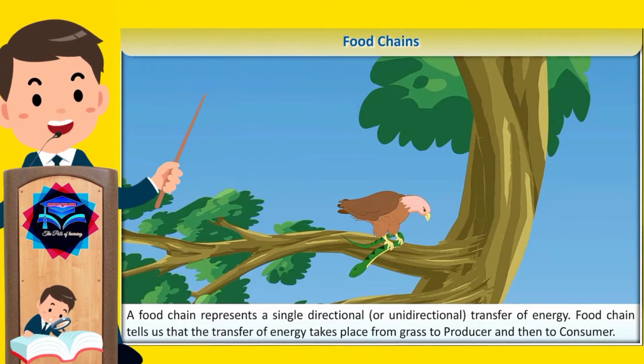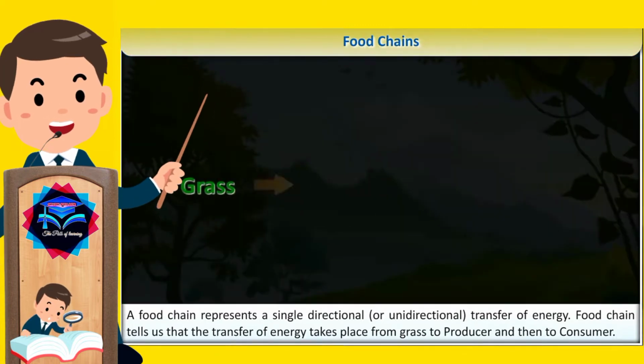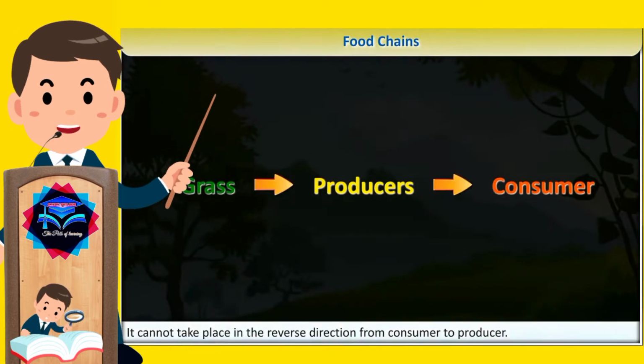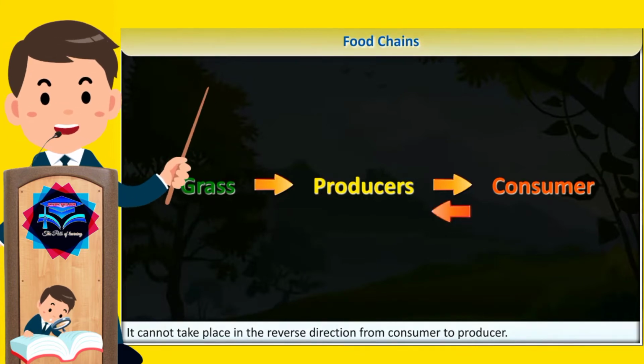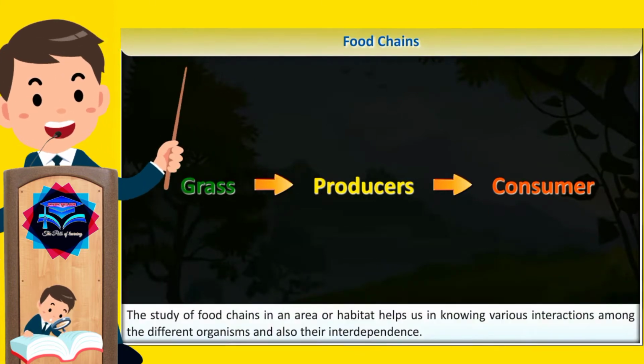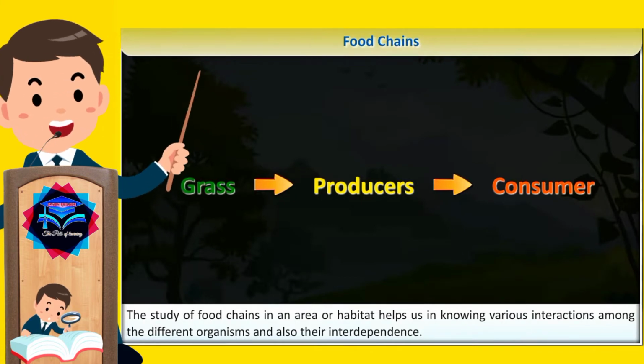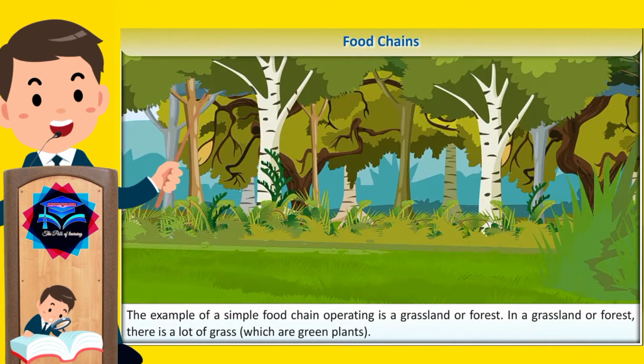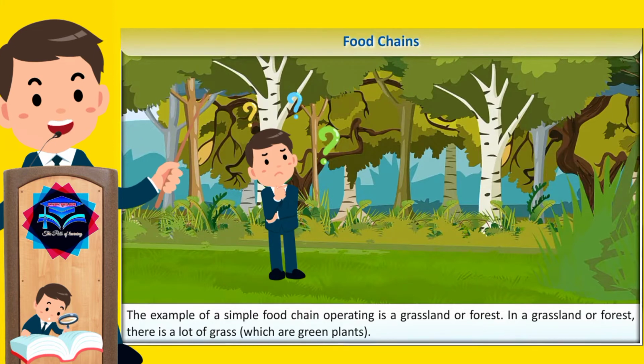Food chain tells us that the transfer of energy takes place from grass to producer and then to consumer. It cannot take place in the reverse direction from consumer to producer. The study of food chains in an area or habitat helps us in knowing various interactions among the different organisms and also their interdependence.